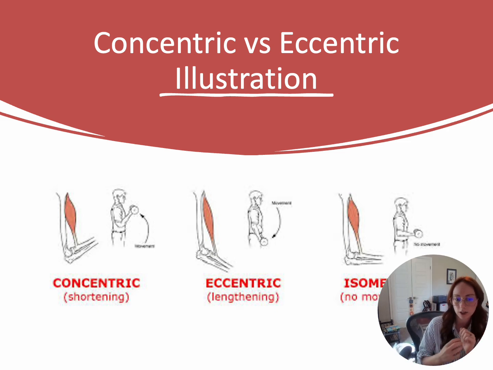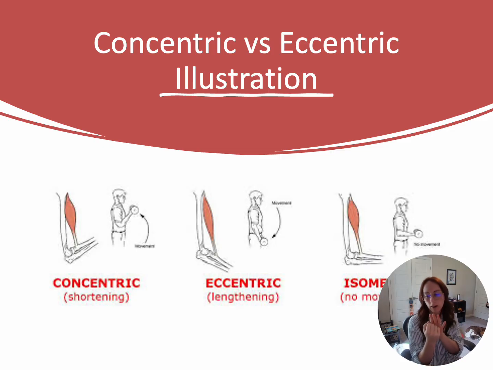So concentric, this is an example with the bicep curl. The muscle is going to shorten when you bring the arm up. So it's going to shorten. That is concentric contraction. When you're having to fight resistance, fight gravity to bring that weight up, the muscle is contracting to generate that force, or shortening to generate that concentric force.